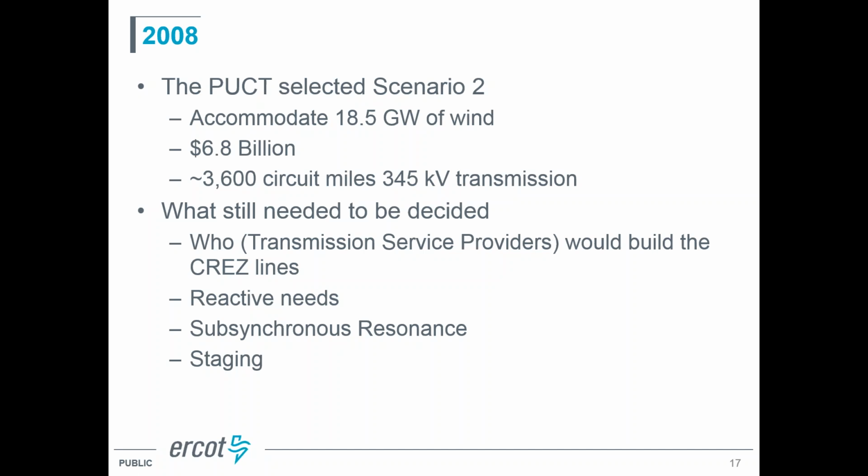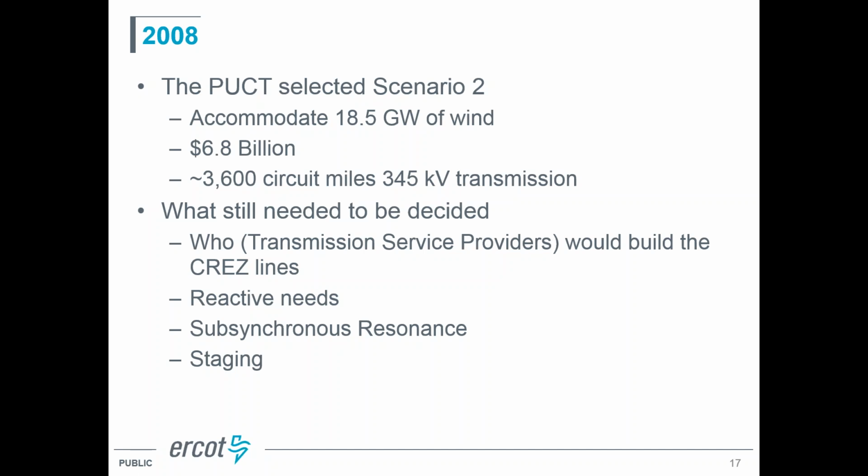So later in 2008, the Public Utility Commission selected scenario 2, which was sort of that middle scenario, which would accommodate in total about 18.5 gigawatts of wind generation on the system. And the total cost ended up being about $6.8 billion, and it added approximately 3,600 miles of new 345 kV transmission to the system. So that was 2008 when they made that decision, but there were still a lot of things that still had to be decided even in 2008.